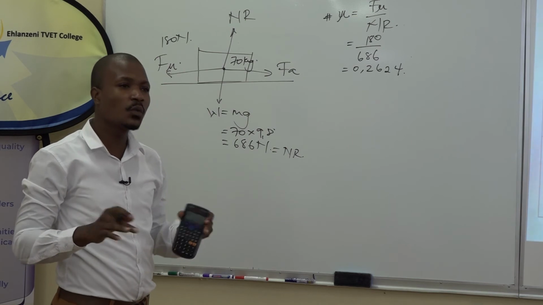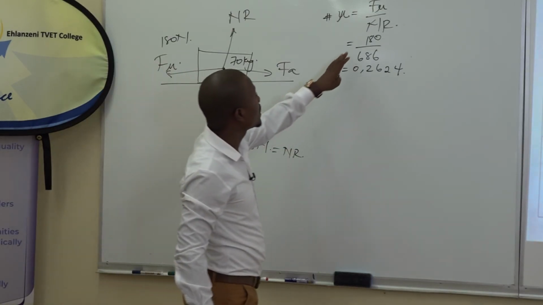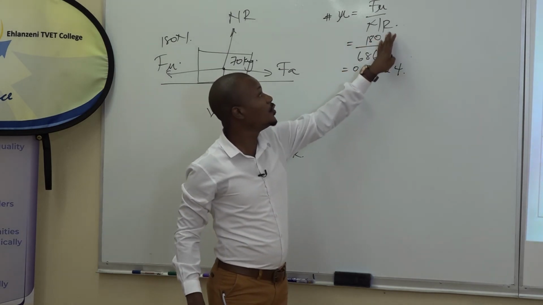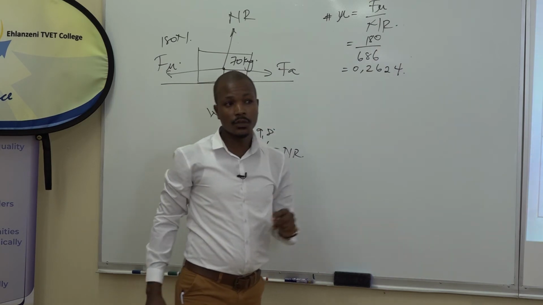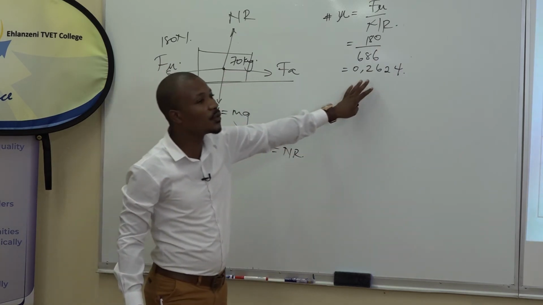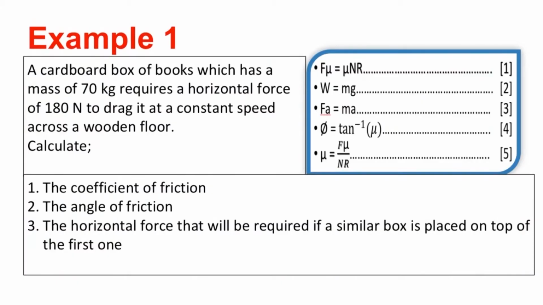Now, the coefficient of friction will not have SI units. The reason is our frictional force is measured in Newton and our weight is measured in Newton. These units will then cancel out, and then we will not have units for the coefficient of friction. Now let us move to the next question.